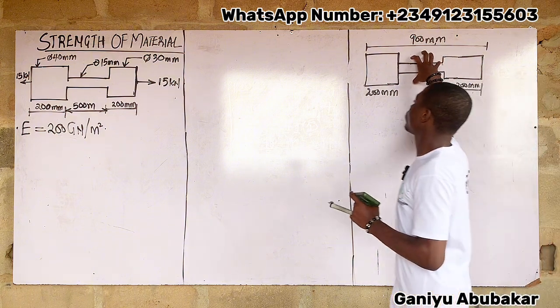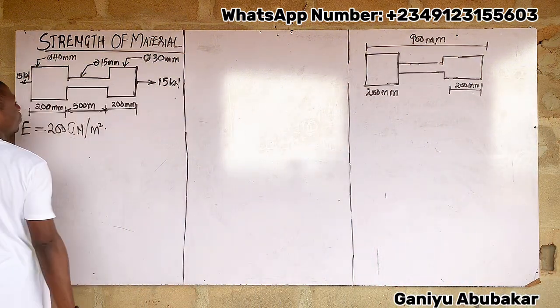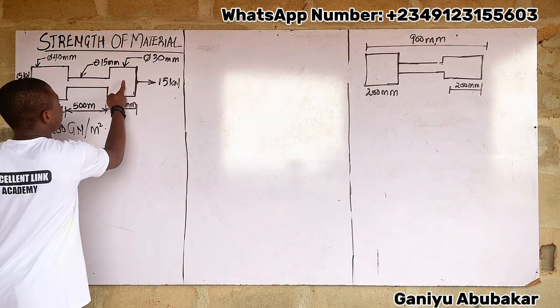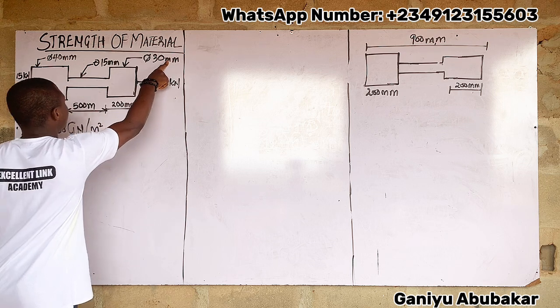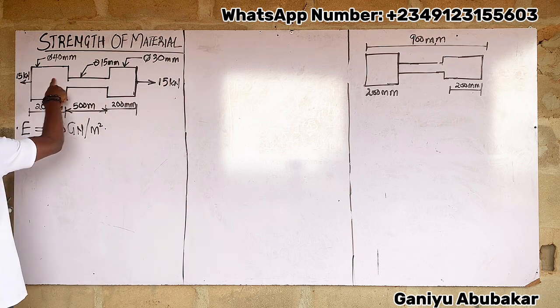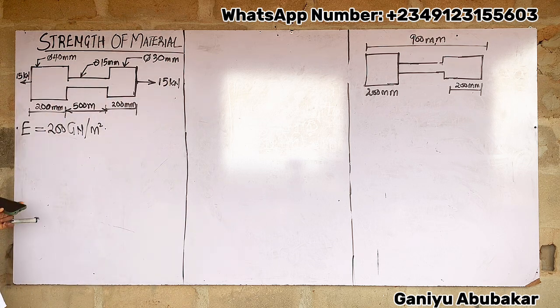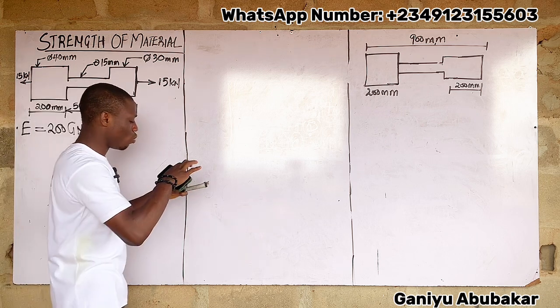So that is what I have at this point here, right? So this one here is 30 diameter, as I stated from the question. This one is 15 diameter, while this one here is what? 40 diameter, right? So proceeding from the question there.